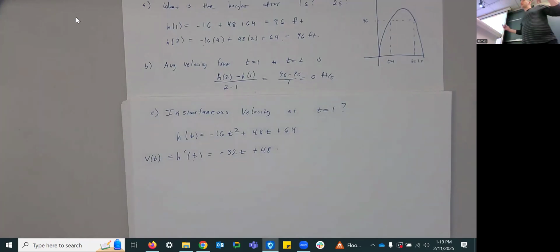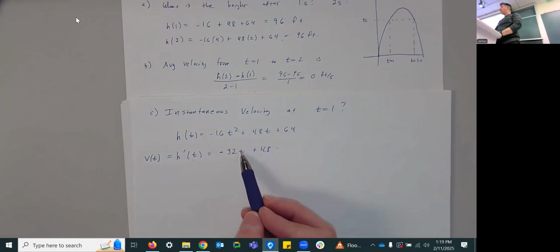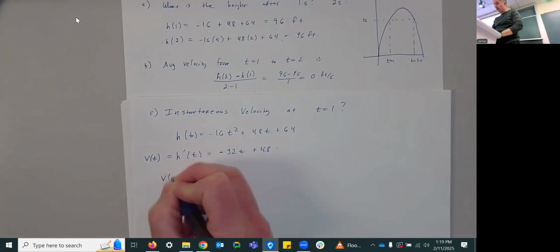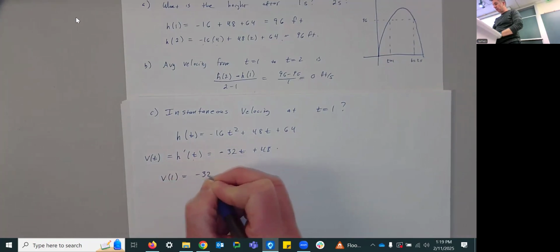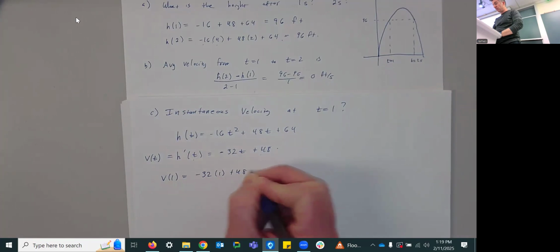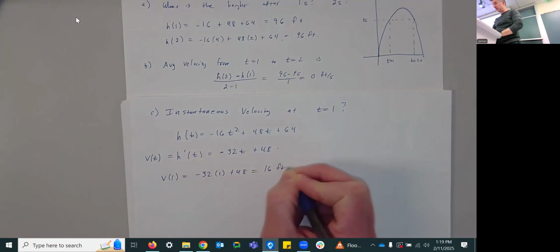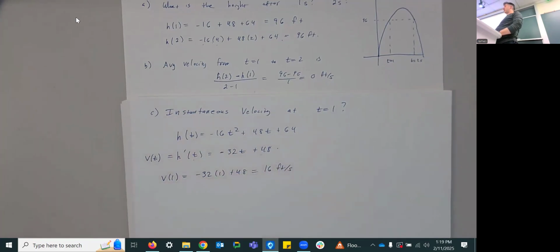So every second that time passes, we're going to slow down by 32 feet per second. So after 1 second, instead of traveling upwards at a velocity of 48 feet per second, we're going to subtract off 32 and now be going only 16 feet per second, which is exactly what you get when you plug in 1, right? V of 1 is going to be negative 32 times 1 plus 48, which is 16. So after 1 second, we've slowed down quite a bit from a blistering pace of 48 feet per second to a much, much slower 16 feet per second.